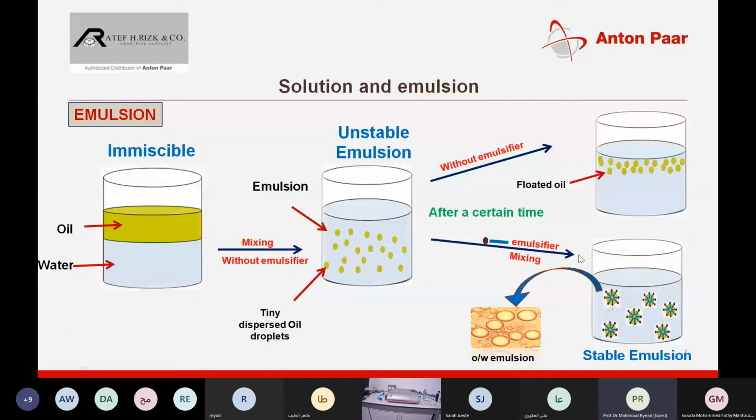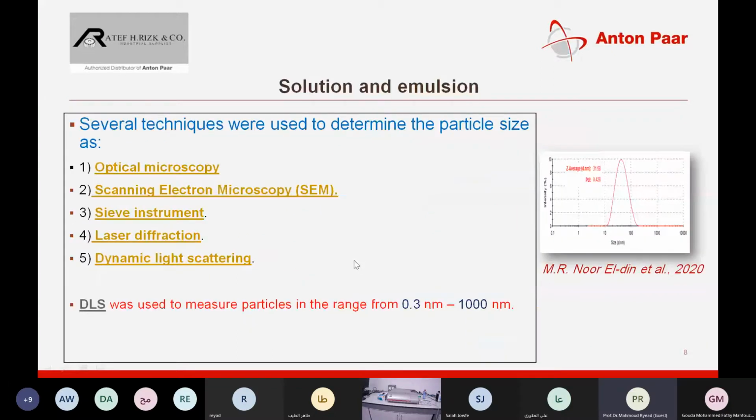As mentioned in the last sessions, there are several techniques we use to determine particle size: optical microscope, scanning electron microscope, sieve instrument, laser diffraction, and dynamic light scattering. Actually, dynamic light scattering is used to measure particles in the range from 0.3 nanometer to 1000 nanometer.